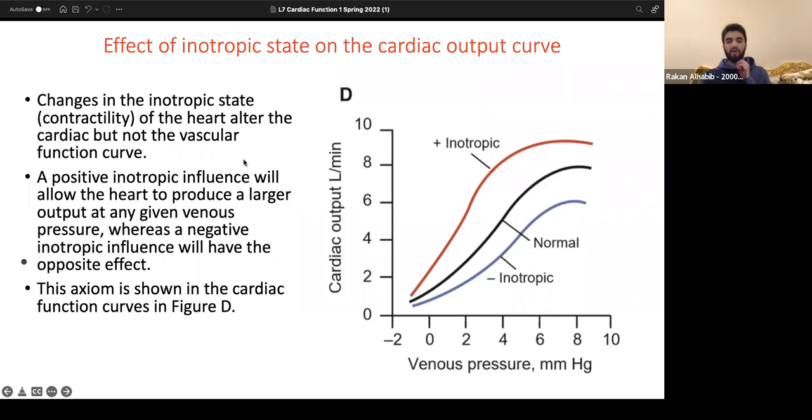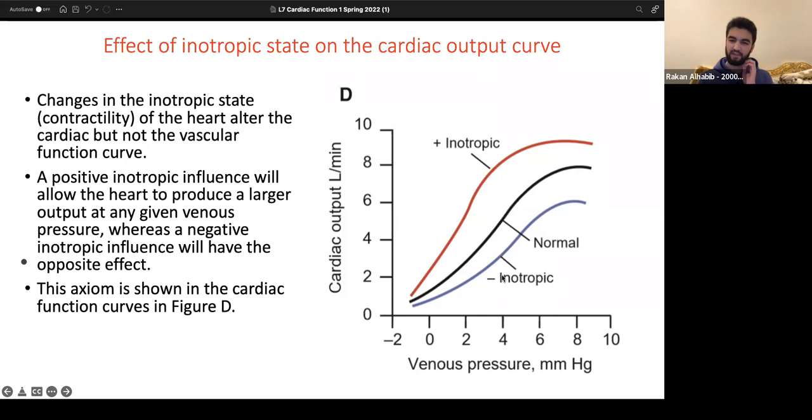Okay, so a positive inotropic effect, like here, would increase the cardiac output. What would be a positive inotropic effect? The sympathetics. The sympathetics would cause a higher positive inotropic effect. I think he mentioned digoxin or digitalis to you, where it will cause higher contraction of the heart. That's a positive inotropic effect.